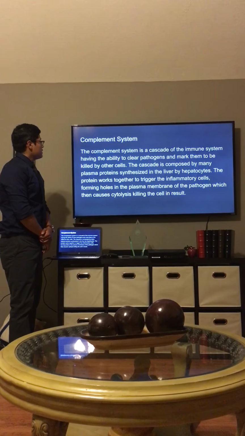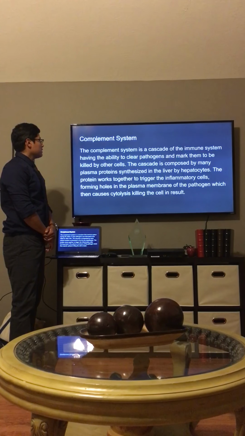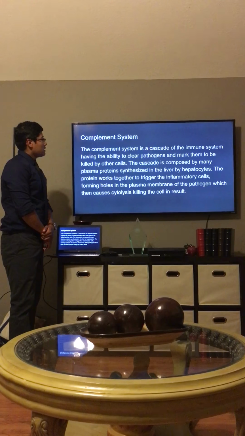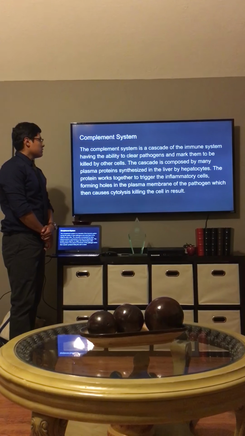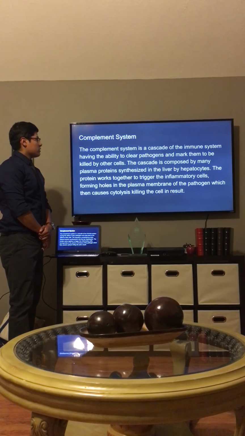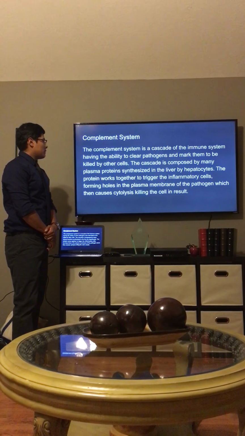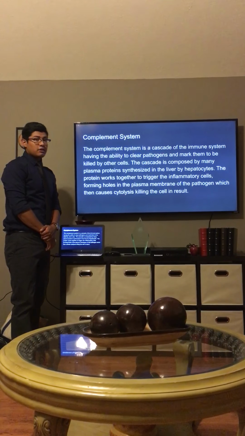Complement system. The complement system is a cascade of the immune system having the ability to clear pathogens and mark them to be killed by other cells. The cascade is composed of many plasma proteins synthesized in the liver by hepatocytes. The proteins work together to trigger the inflammatory cells, forming holes in the plasma membrane of the pathogen, which then causes cytolysis, killing the cell as the end result.